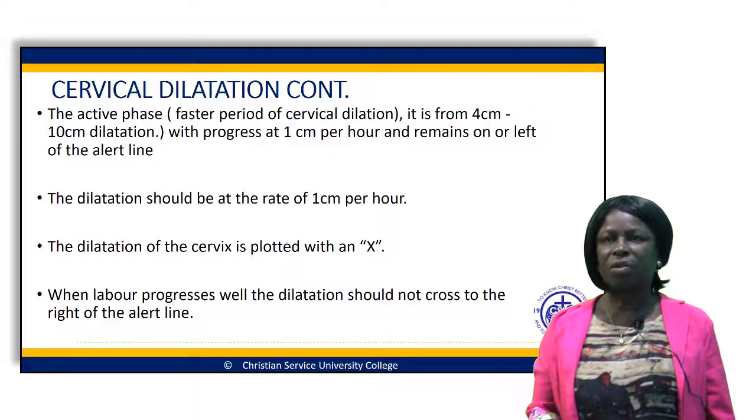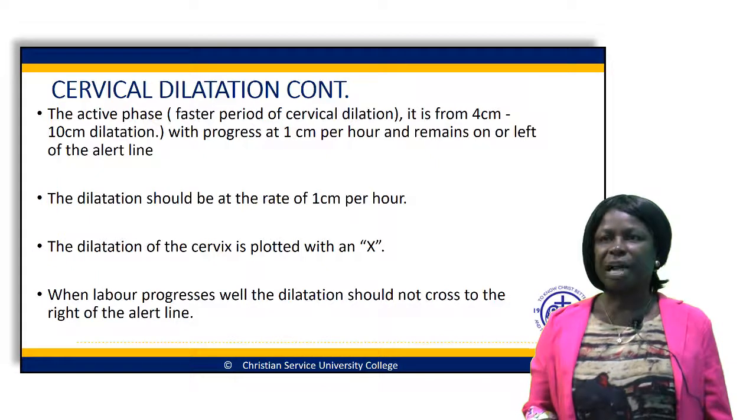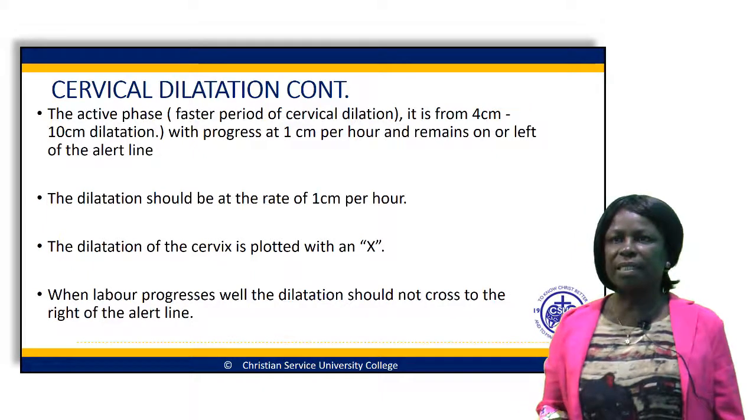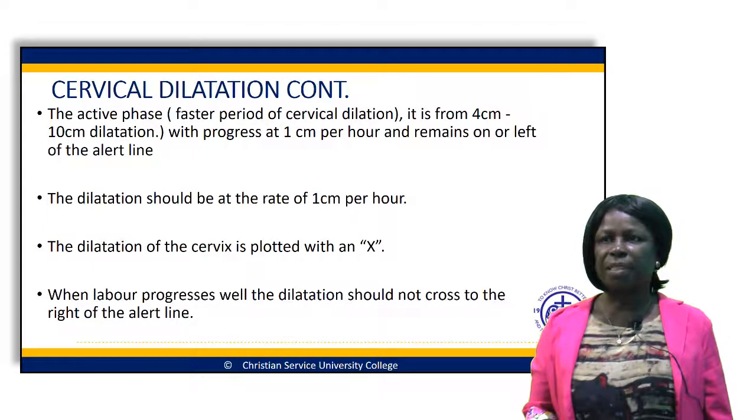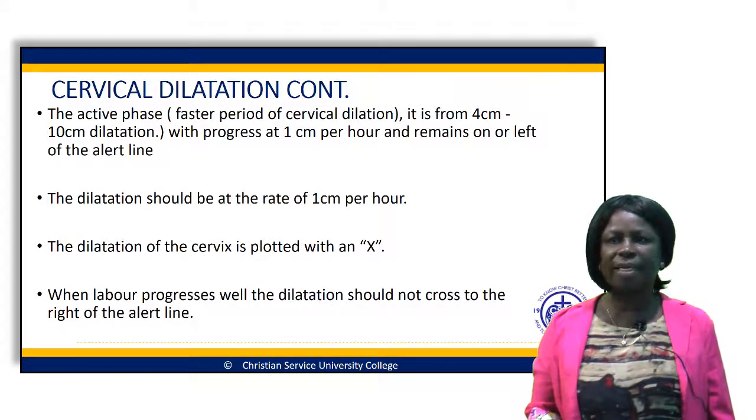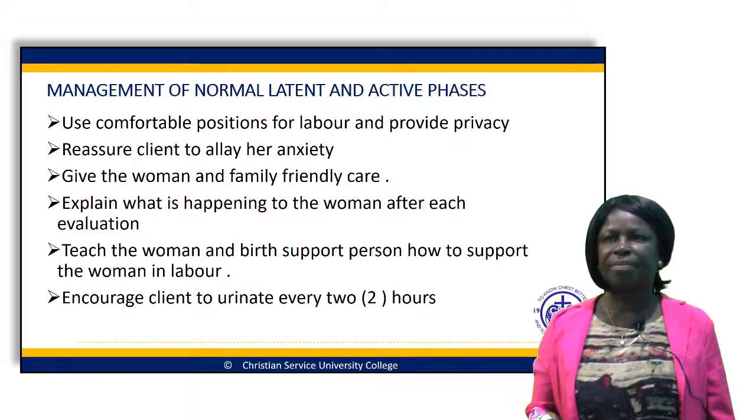Cervical dilatation continues with the following. The active phase, faster period of cervical dilatation, it is from 4 centimeters to 10 centimeters dilatation, with progress at 1 centimeter per hour and remains on or left of the alert line. The dilatation should be at the rate of 1 centimeter per hour. The dilatation of the cervix is plotted with an X. When labor progresses well, the dilatation should not cross to the right of the alert line.